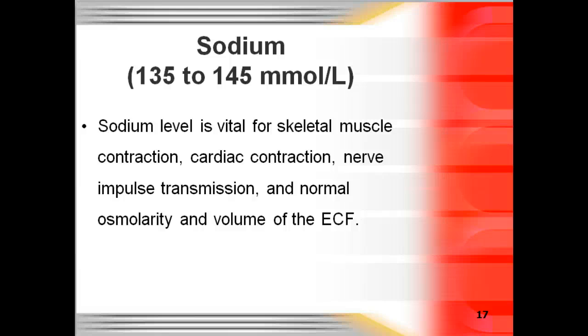As I was talking before, the first electrolyte, we should be able to go through these very, very quickly, is sodium. I am expecting you guys to know the normal ranges of sodium as we go on, and what the proper expression of it is, like when you say hyponatremia, that's low sodium. So the normal range of sodium is 135 to 145. Sodium is vital for skeletal muscle contraction, cardiac contraction, and nerve impulse transmission, and to maintain a normal osmolarity and volume of the extracellular fluid.